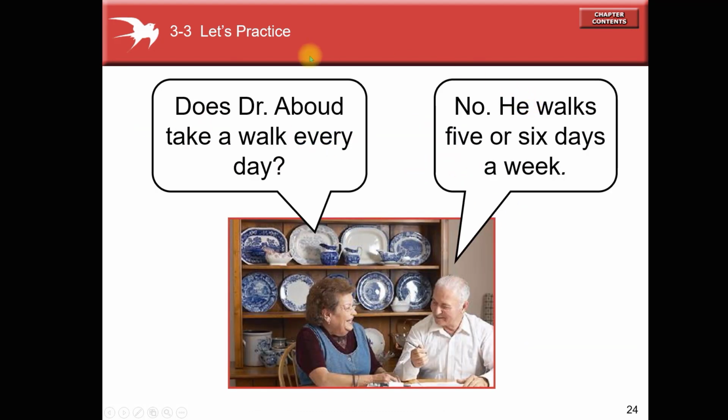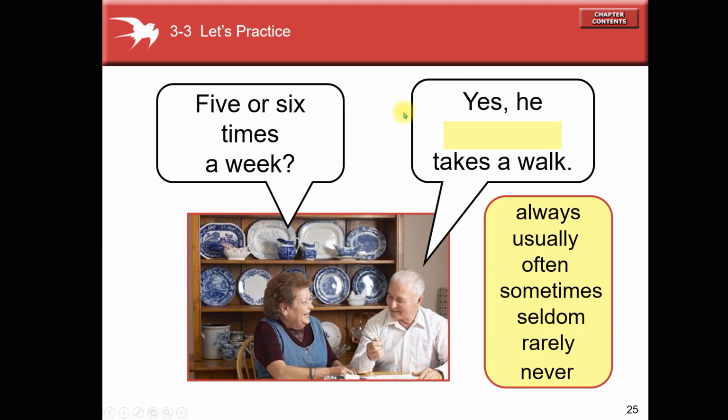And we have a question. Does Dr. Abbott take a walk every day? No, he walks 5 or 6 days a week. Here they are expressing a frequency. All right? 5 or 6 times a week. Yes, he, 5 or 6, he what? Often takes a walk. Often takes a walk. Okay?